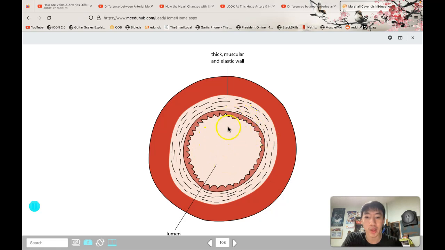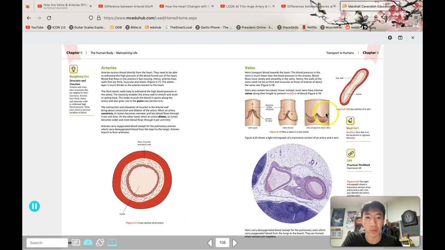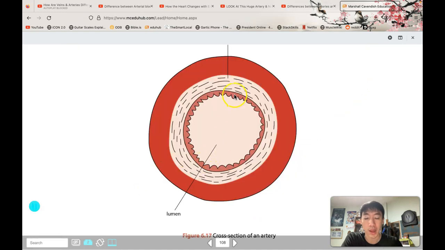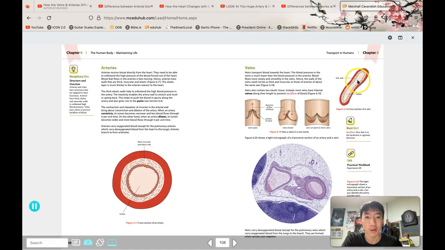As compared to the veins, the lumen is not as big as the veins. So if you compare to the veins over here, the internal diameter for the arteries is not as much as the veins. So let's now talk about veins.